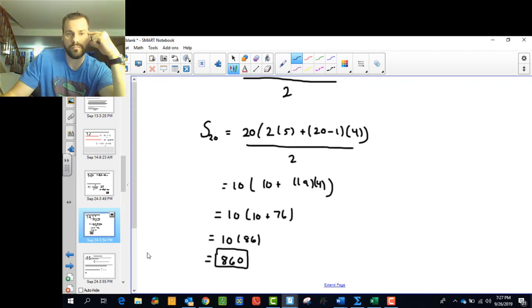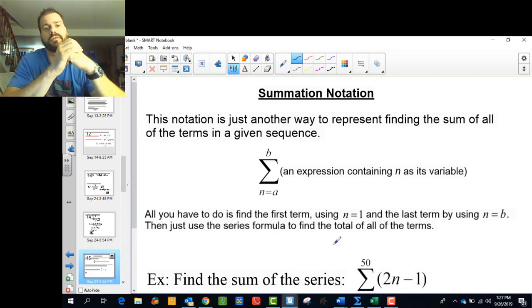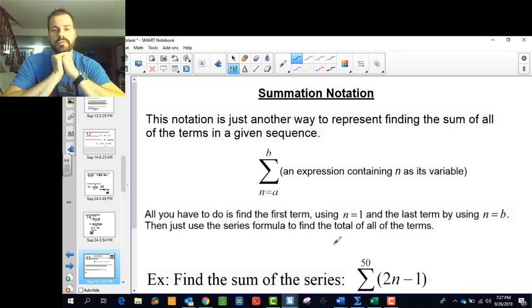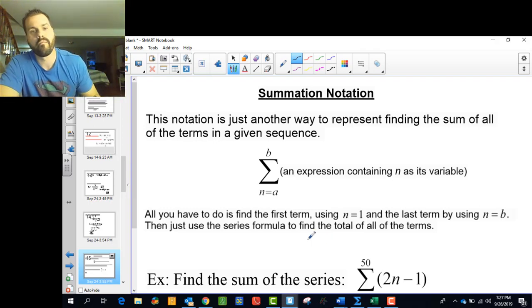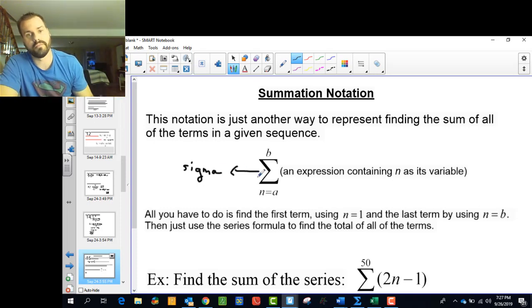So that's really the whole concept of arithmetic sequences. Now, you'll notice sometimes that instead of writing it as an arithmetic sequence, so instead of writing a Tn, those sorts of things, it writes it in a different notation. And this notation is called sigma notation. All right? Because this, right here, that symbol, is the Greek letter sigma. So it's another way of representing the sum of.